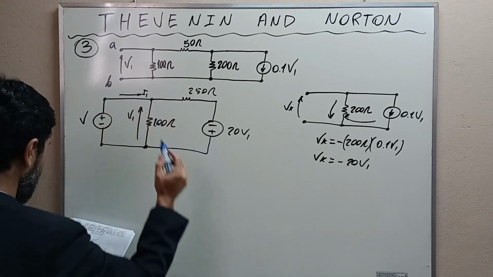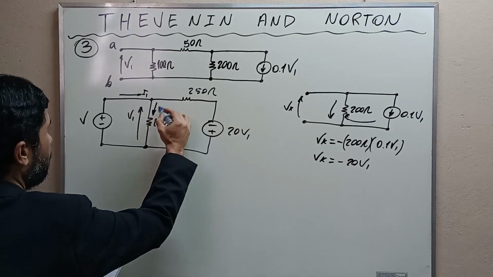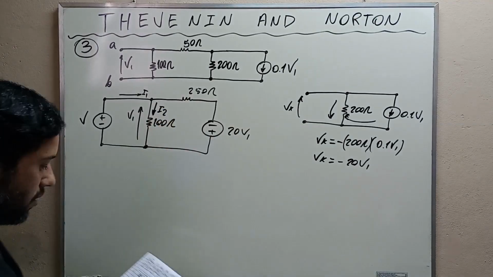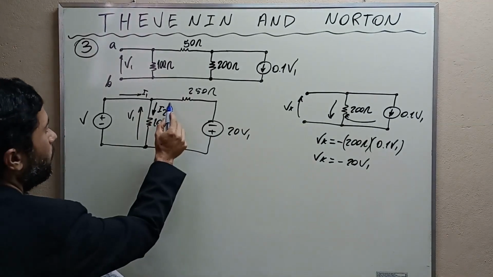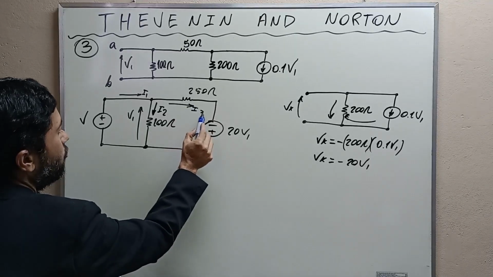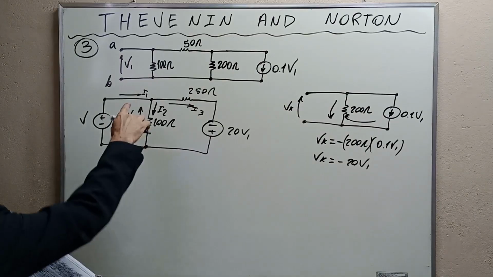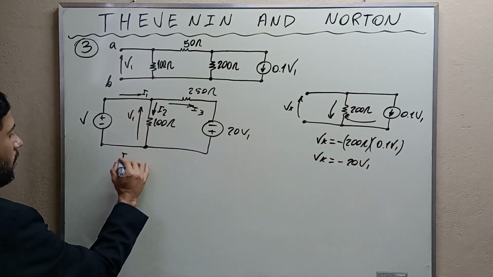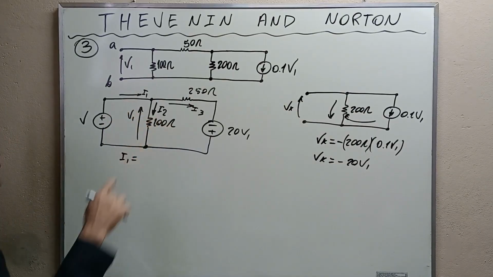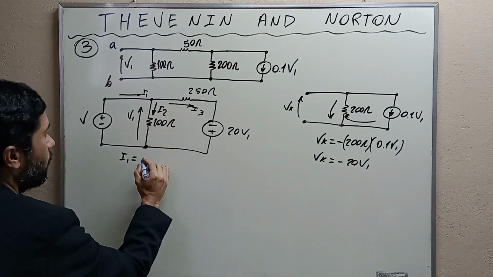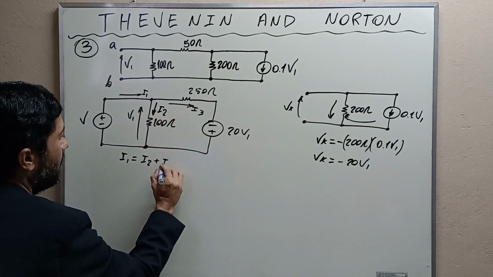Alright, my friends, using some labels, I'm gonna label this current here I1. This I'm gonna label as I2, and this current here I'm gonna call I3, okay? And remember that the sum of the currents that enter a node has to be equal to the sum of the currents that leave the node, alright? So the current entering the node is I1, and the current leaving the node is I2 and I3, okay? I2 plus I3.